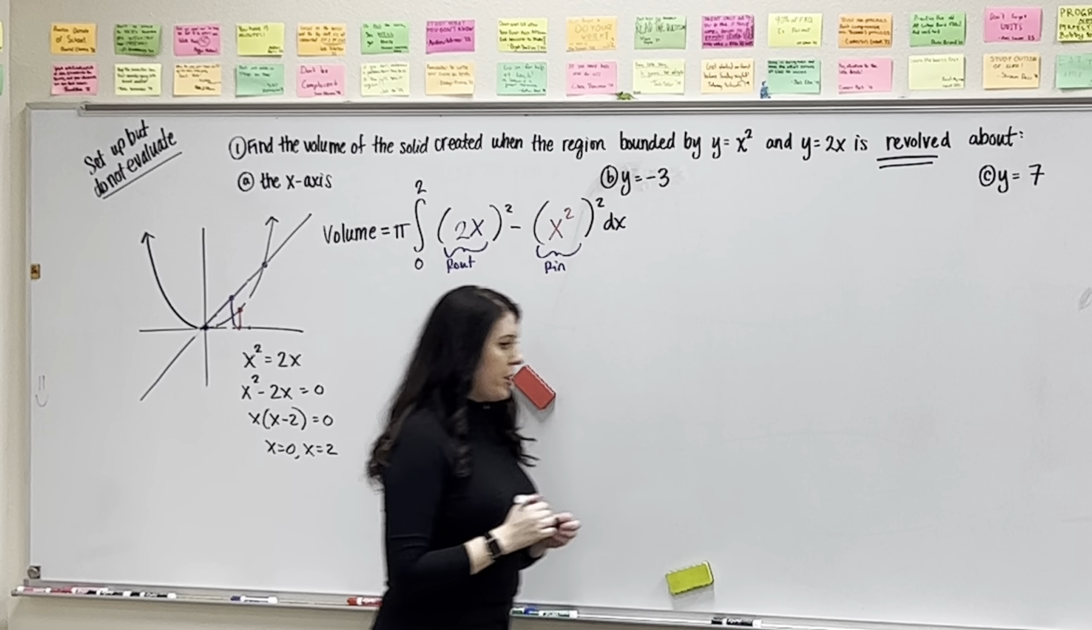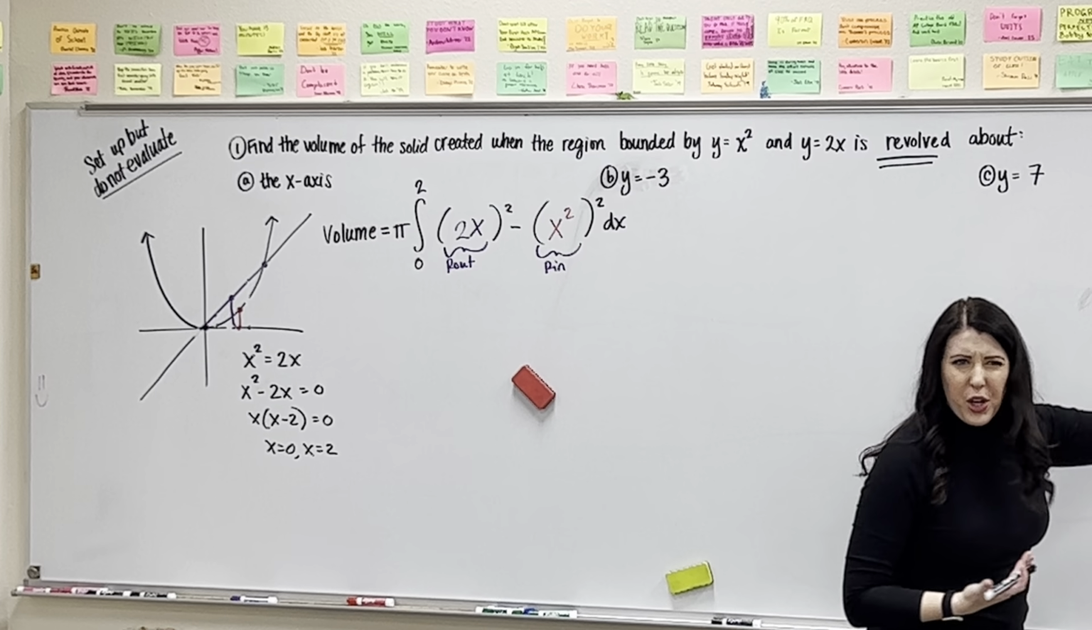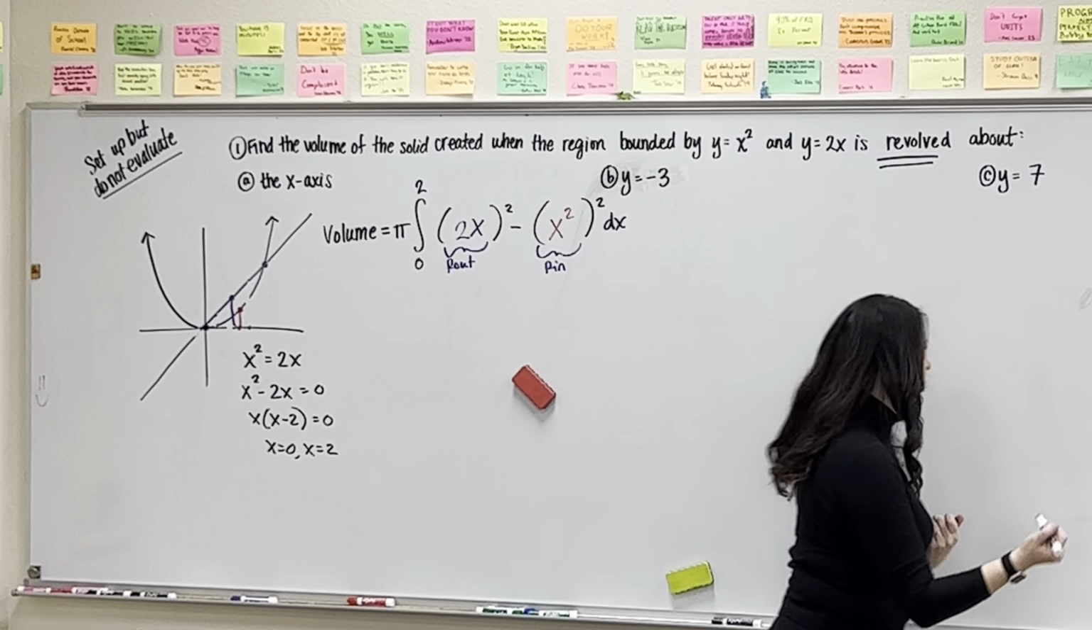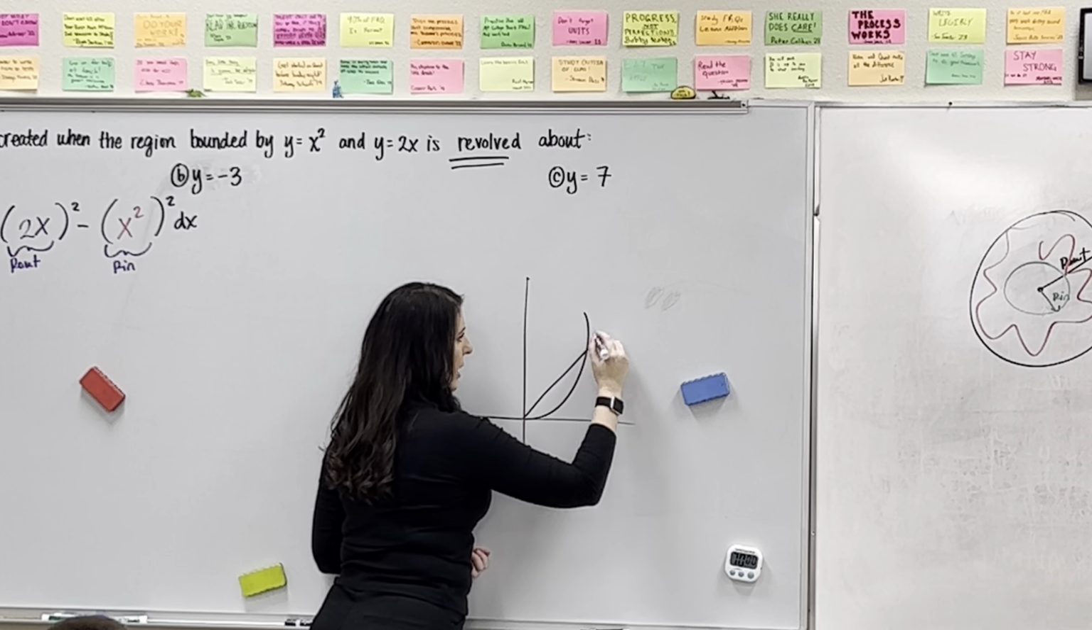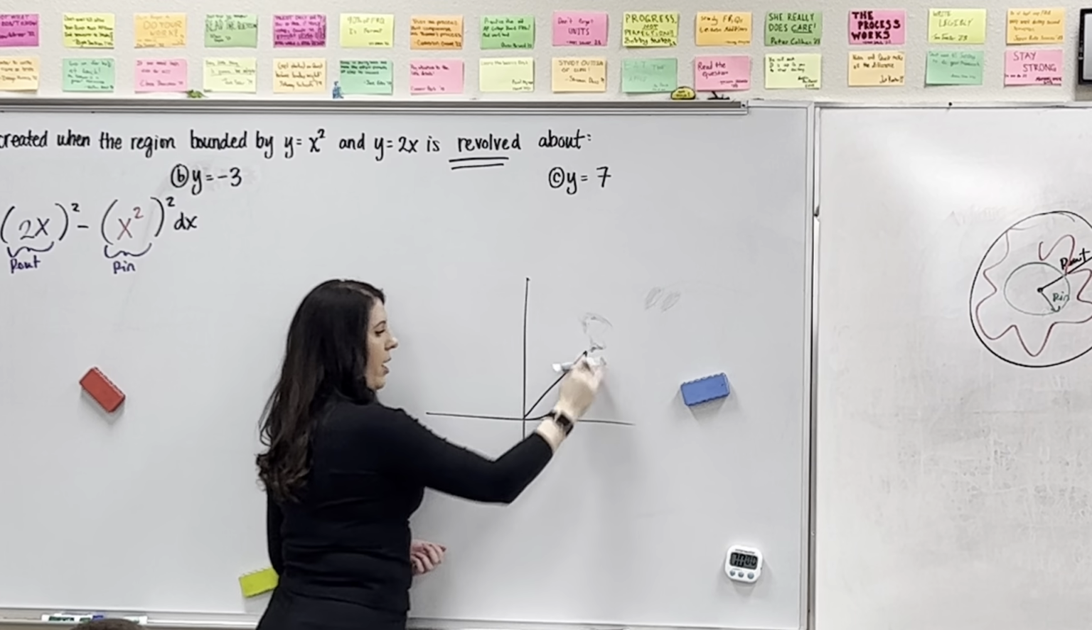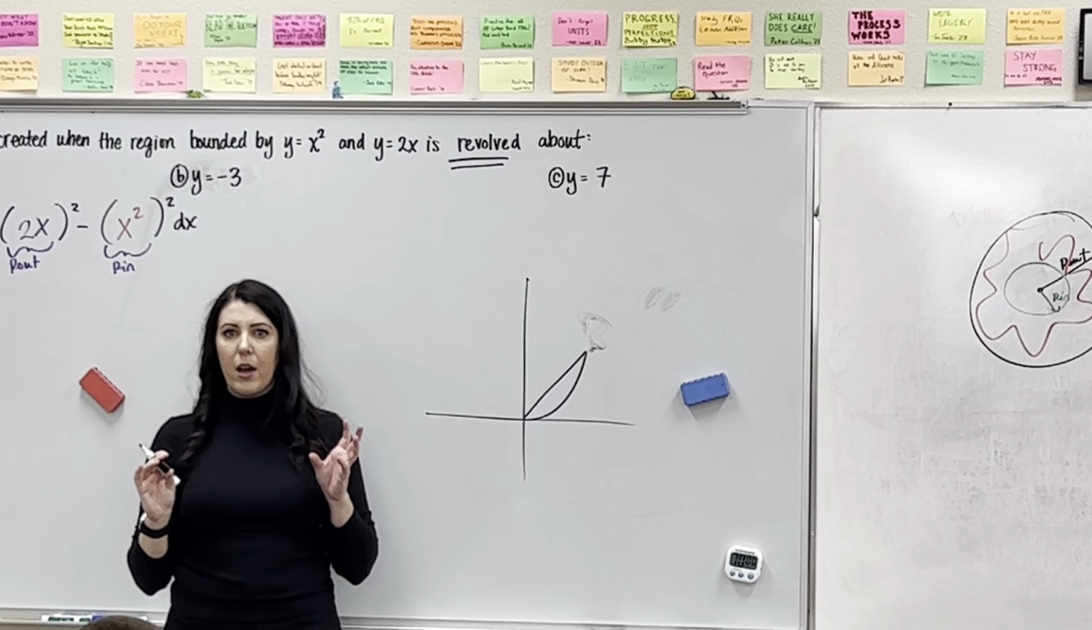Let me make sure we all understand how this works, why we're doing a donut, because maybe you're like, wait, why are we doing a donut? Where did that donut come from? Okay, so we have this area that we're rotating. This is the region bounded. I didn't even draw anything outside of that.